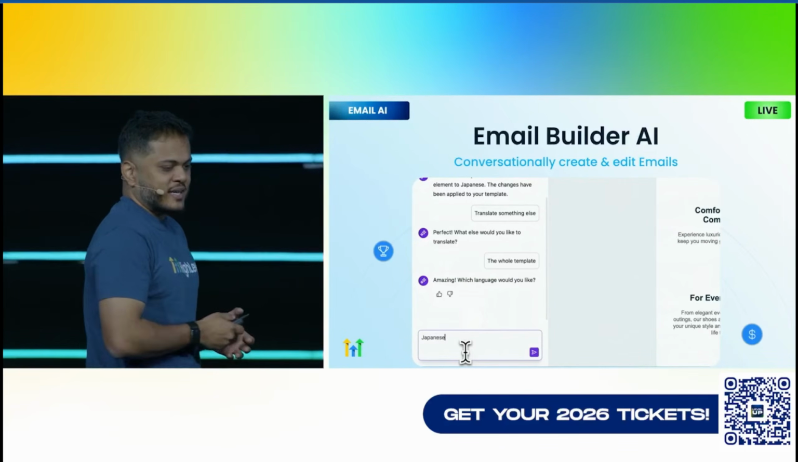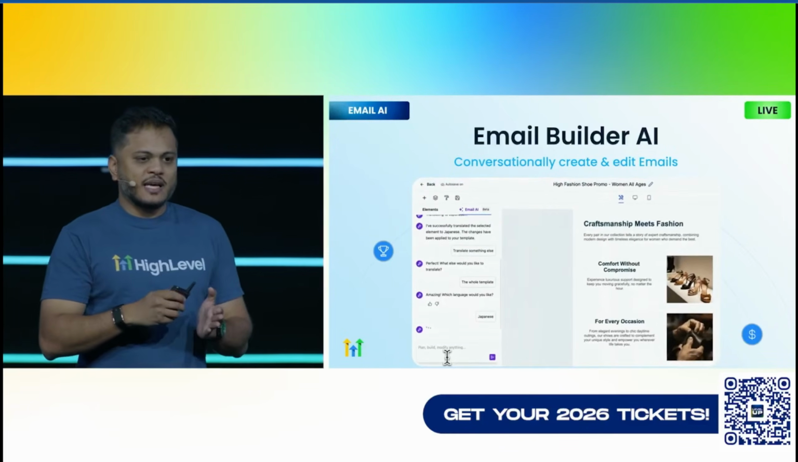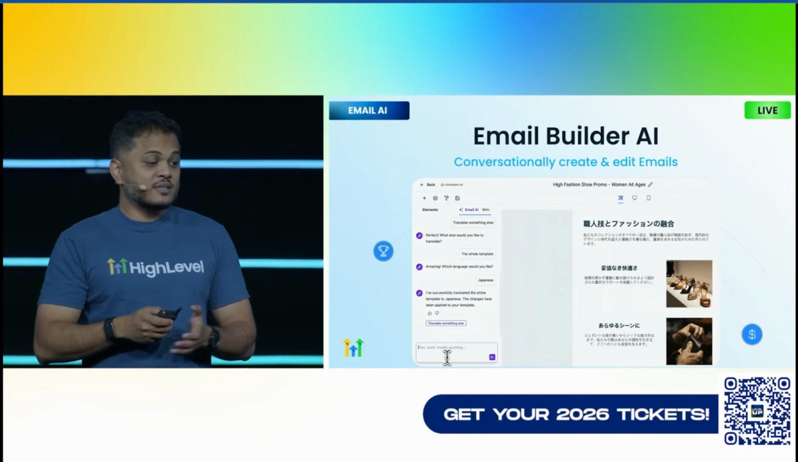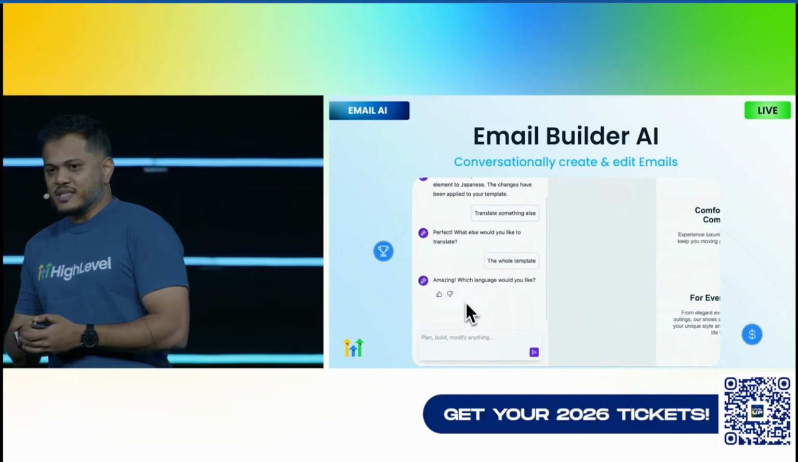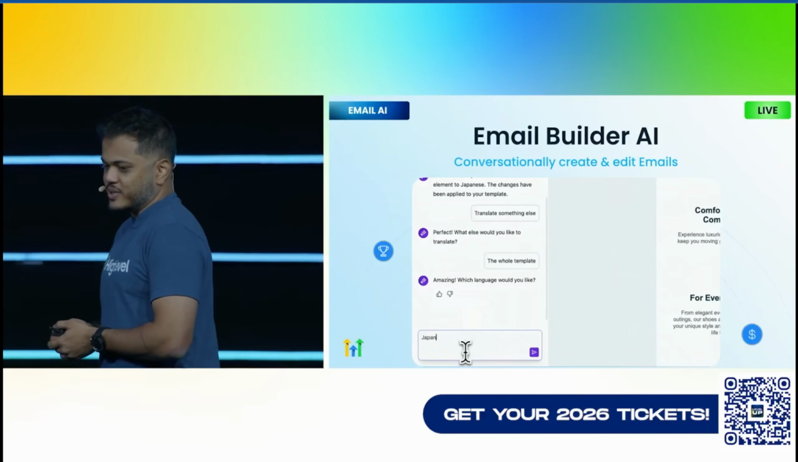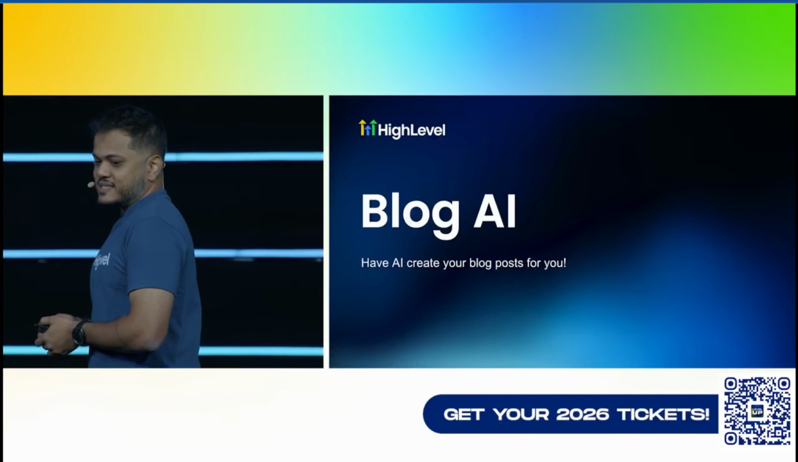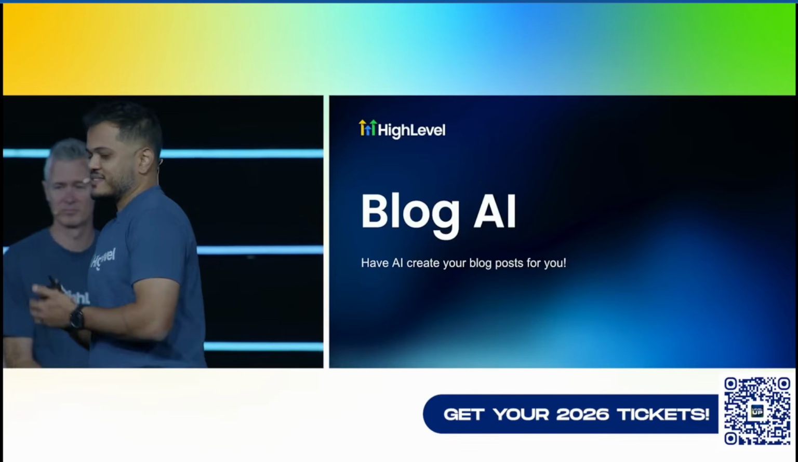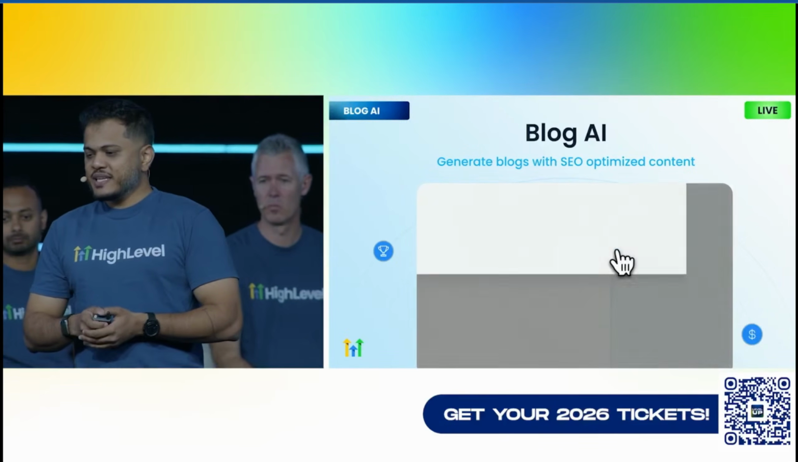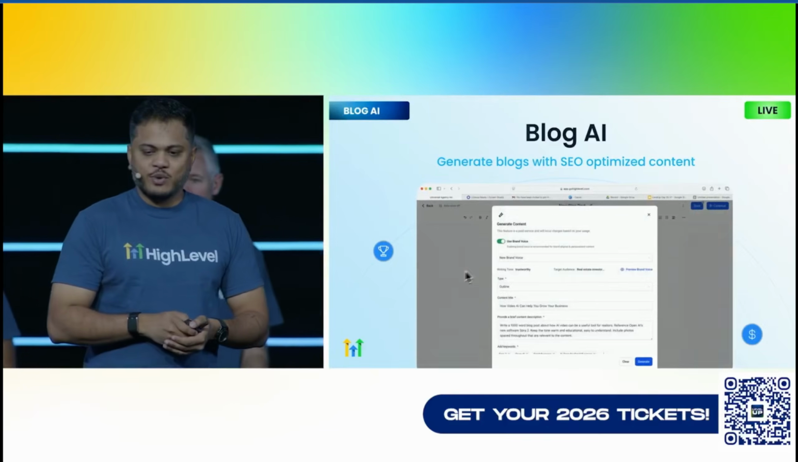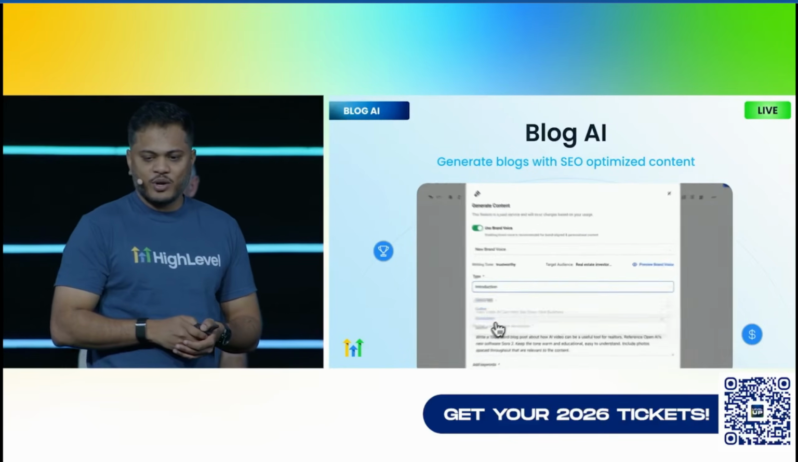With Email AI, again, similar experience. You can go in, and it'll help you build an email from scratch. And in this case, they're just showing off that it can even help translate an email to another language, whatever you need, it can do it. Next up, we have Blog AI. And with blogs, again, you will be able to create SEO-optimized blog content right from within the Blog AI.